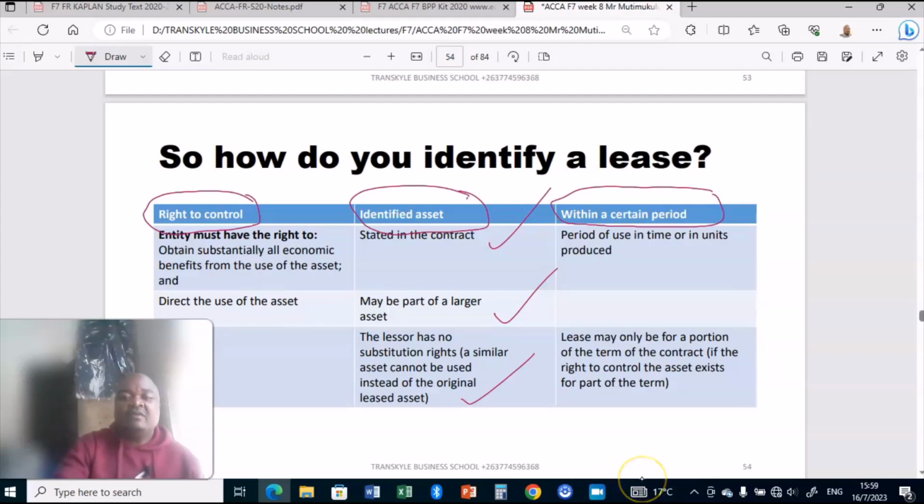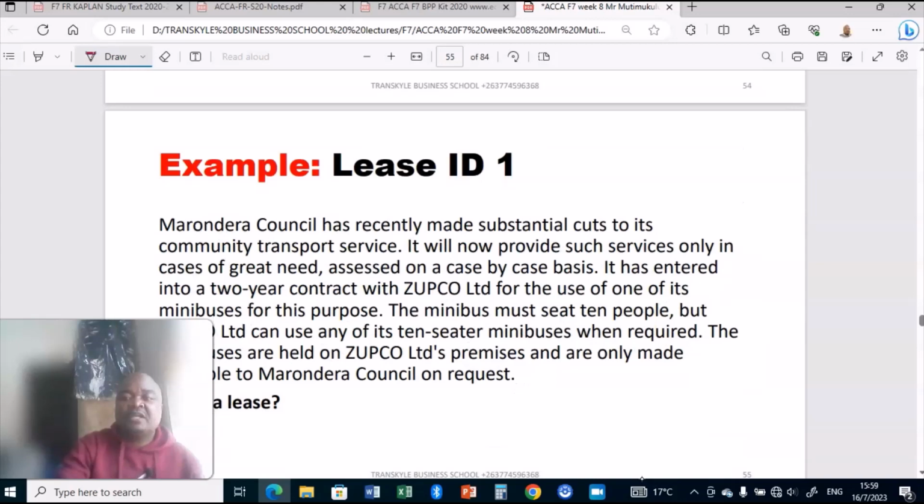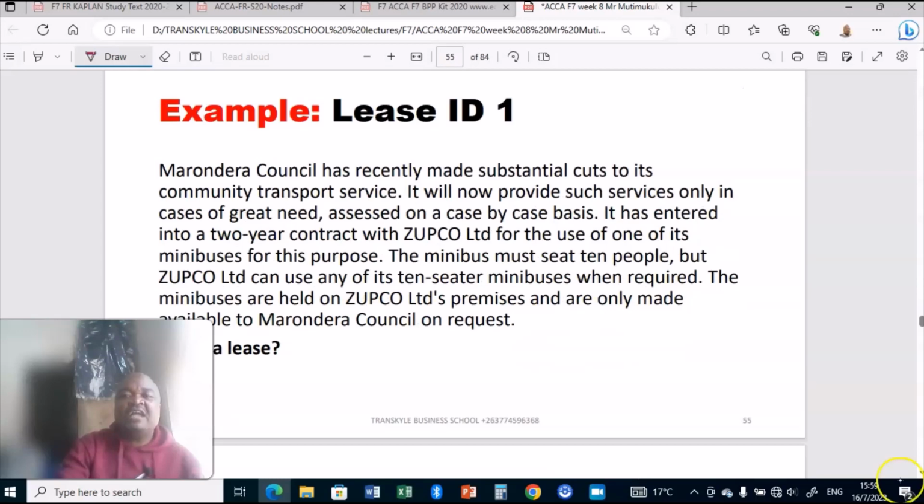Okay, now let's move on to the other aspect. Let's try this example. You can pause the video and try the example on your own.